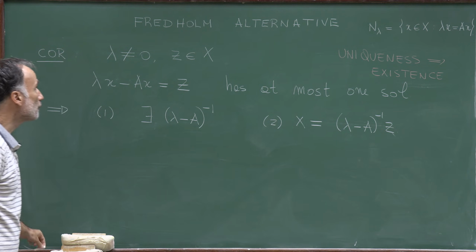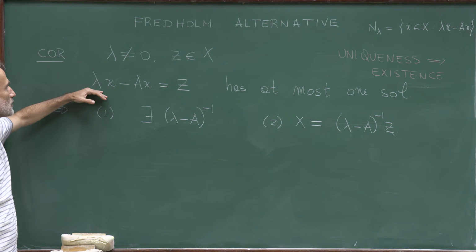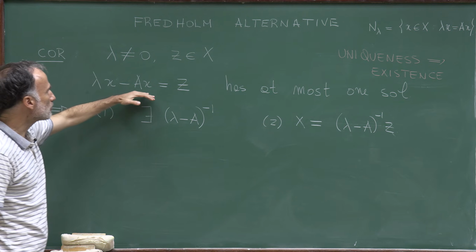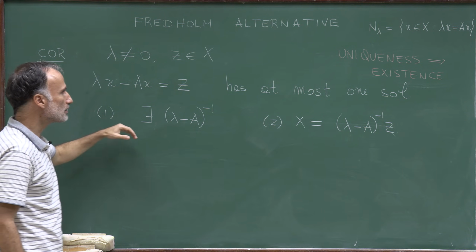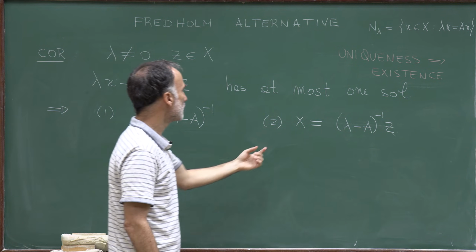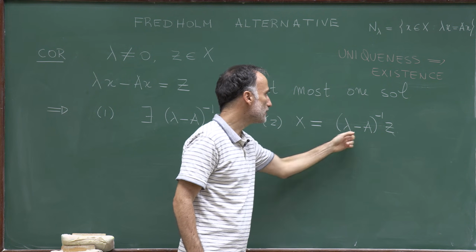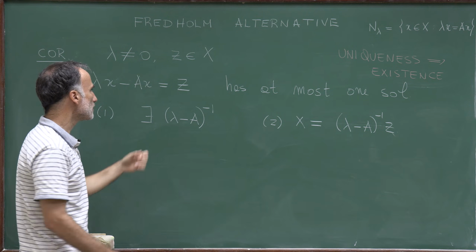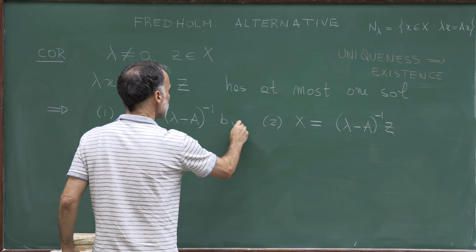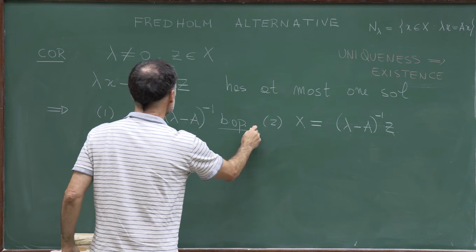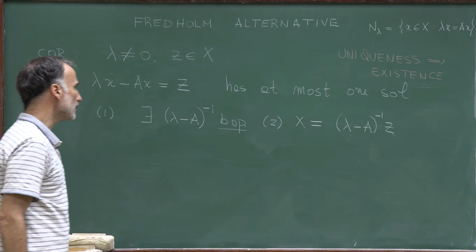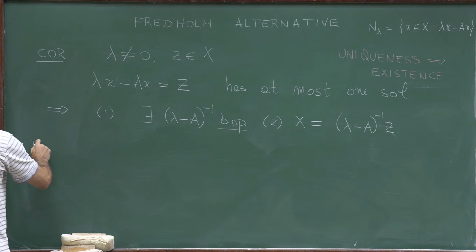Right? Here I'm assuming that I have uniqueness of this equation, and here I'm saying that then this equation has a solution, and this solution is given by this element because there exists (λ - A)^-1 as a bounded operator. It exists and it's bounded, and the solution is given by that. So, proof.